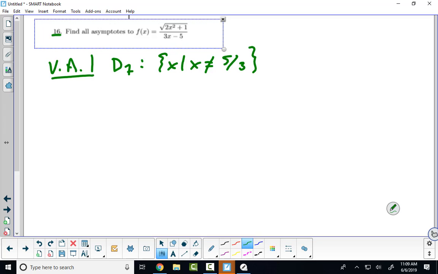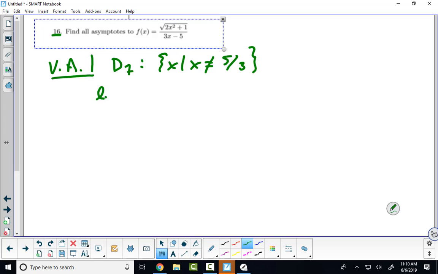But it's for the square rooting that we need to make sure that we're not taking the square root of a negative number. But for division, we only need to make sure that we're not dividing by 0. We can divide by negative numbers, okay? All right. So if we're going to go looking for vertical asymptotes, who are our candidates to test? Our candidates are the exclusions in the domain. Now, just because 5/3 isn't in the domain, does that mean I have to have a vertical asymptote there? No. I could have a hole there. Okay, so we have to go look.